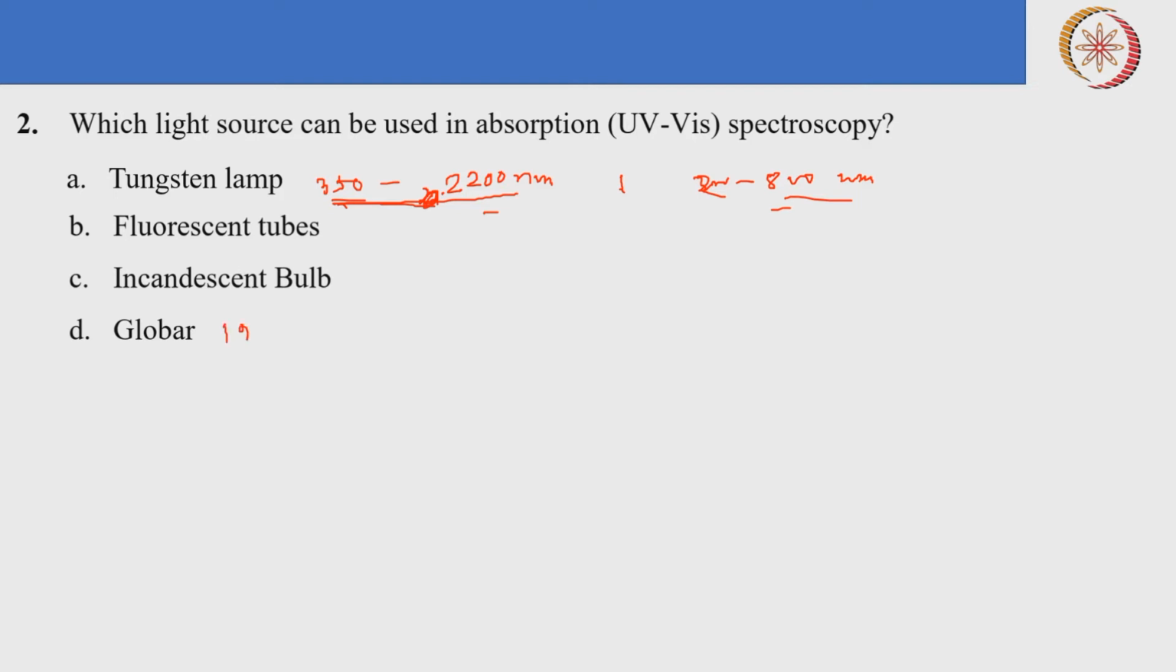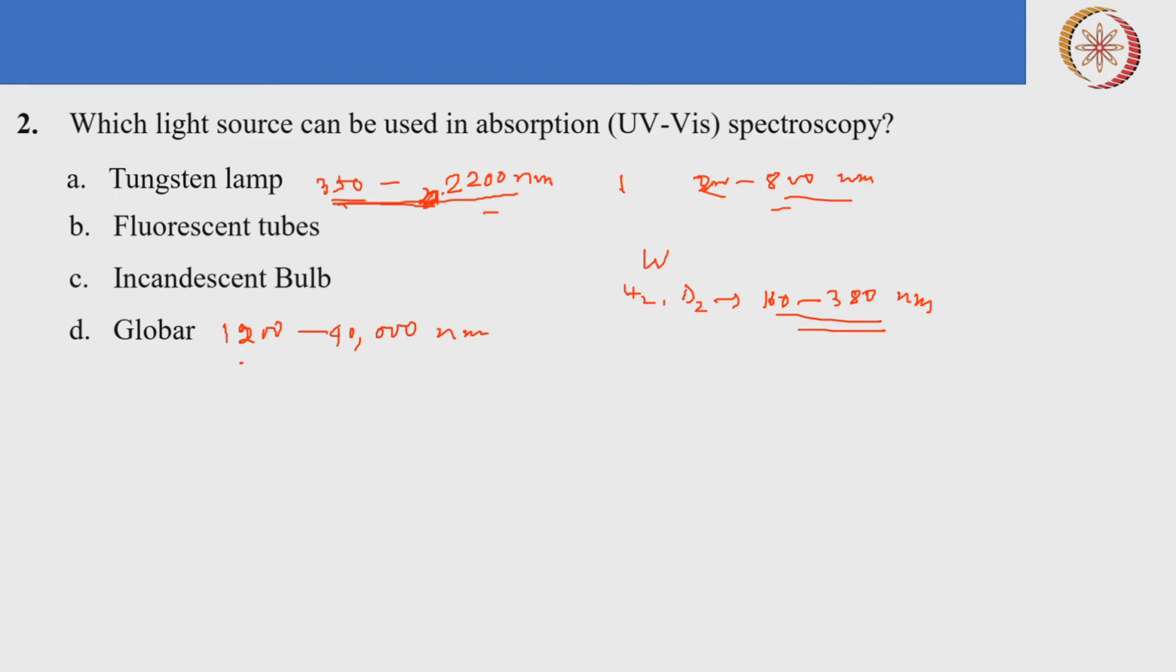If you see other lamps like the glow bar, that is 1200 to 40,000 nanometers, so it is not covering this region. The hydrogen or deuterium lamp has an energy range of 160 to 380 nanometer, so this will cover the UV range.